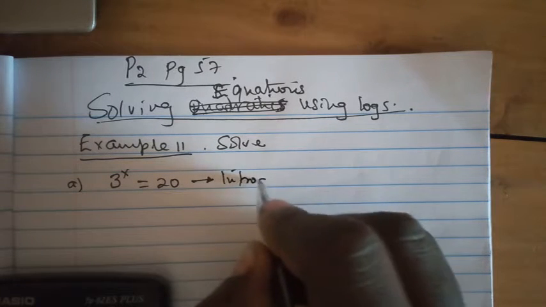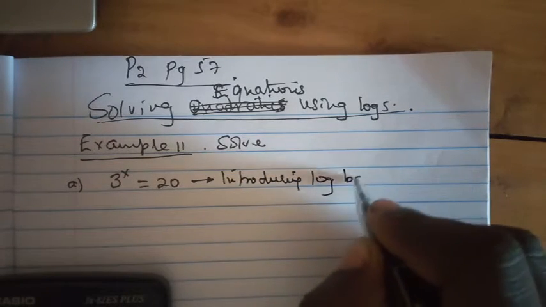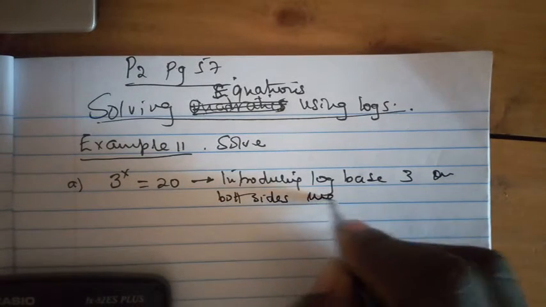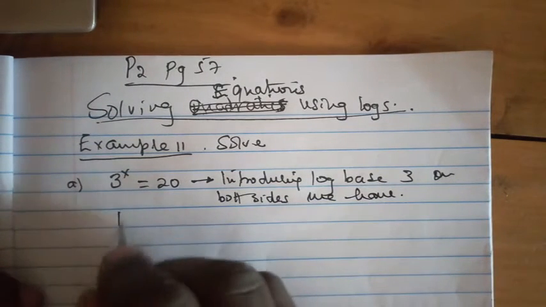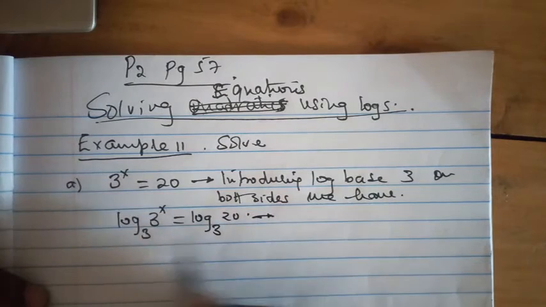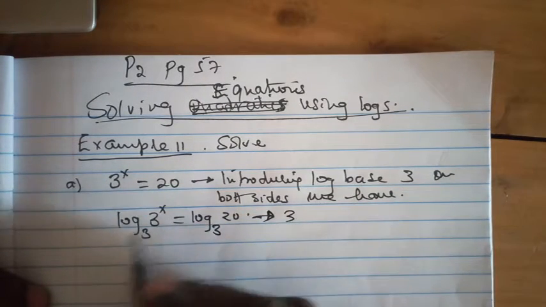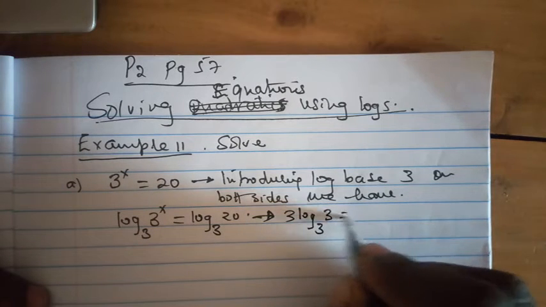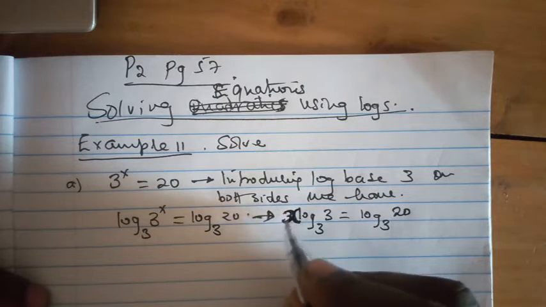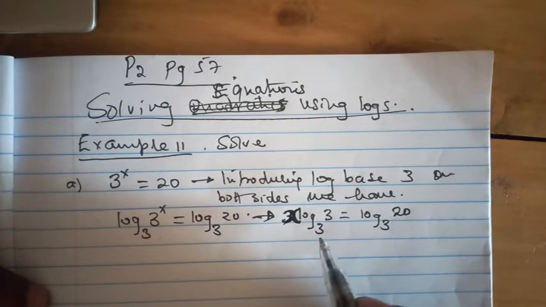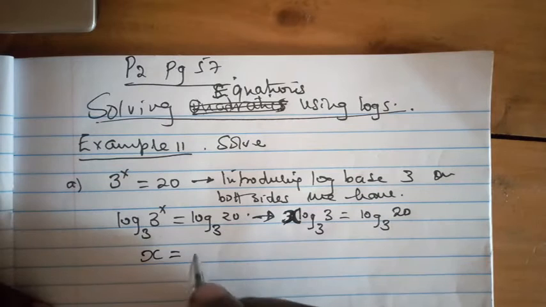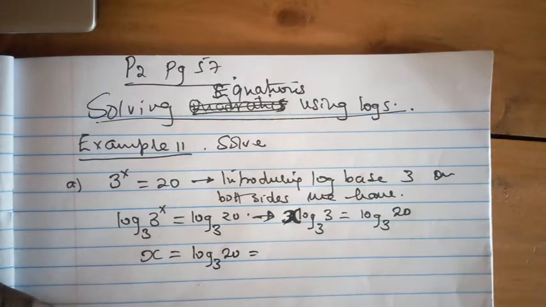Introducing log base 3 on both sides, we have logarithm to base 3 of 3 raised to power x is equal to logarithm to base 3 of 20. Applying the law of indices, x becomes a coefficient there, not 3. So you know log to base a of a is 1, and of course now x becomes log to base 3 of 20.